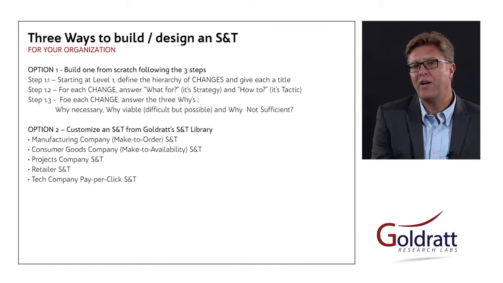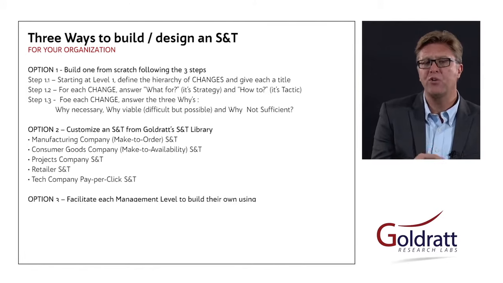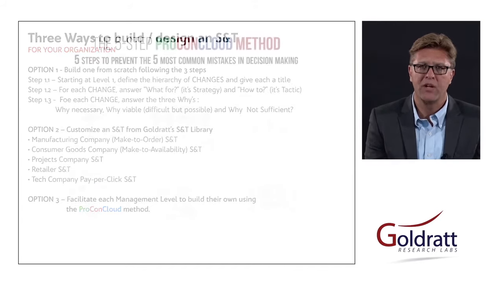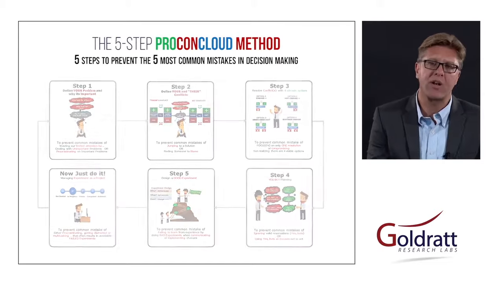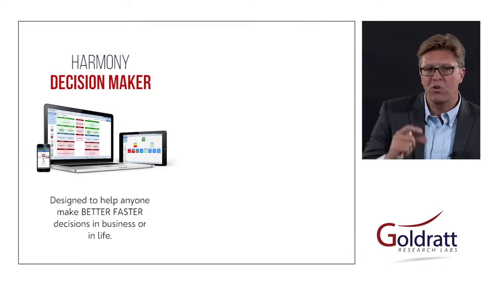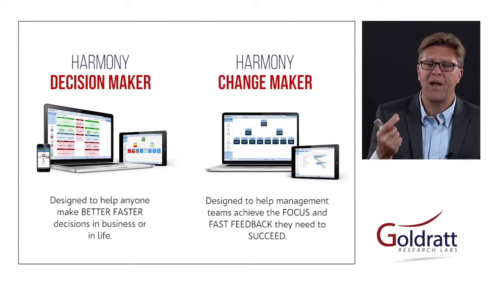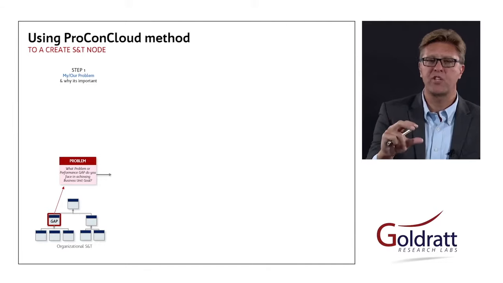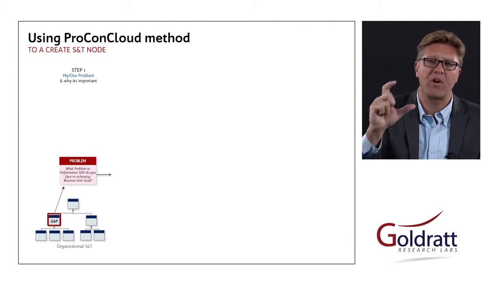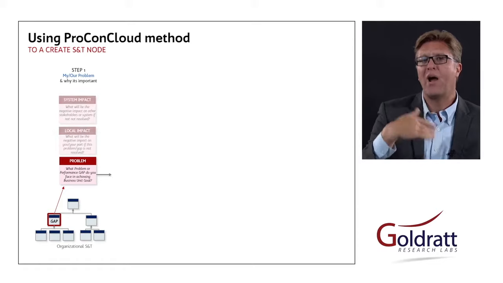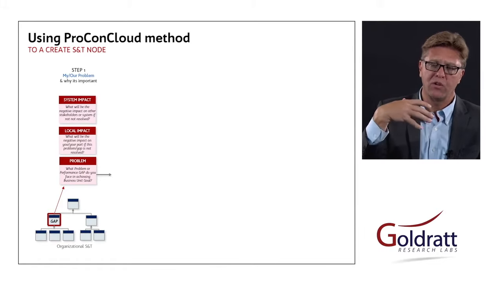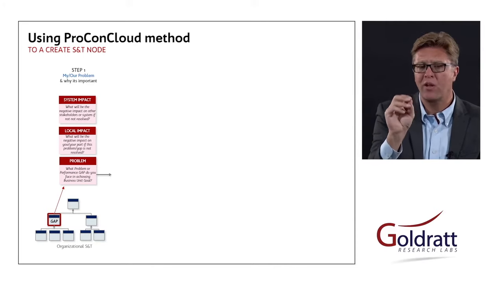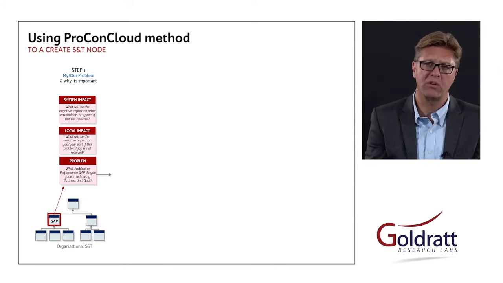But there's another way, and that is using the process that we've developed called the Procon Cloud process. You'll see that process is captured in our Harmony Decision Maker app, but it's also included in the Harmony Change Maker app as our auditing process. That starts with some problem that you're currently experiencing, some kind of performance gap, for example. Then it says, why is this really important for you? And why is it important for the organization to resolve, to ensure that management is focusing on really important problems?